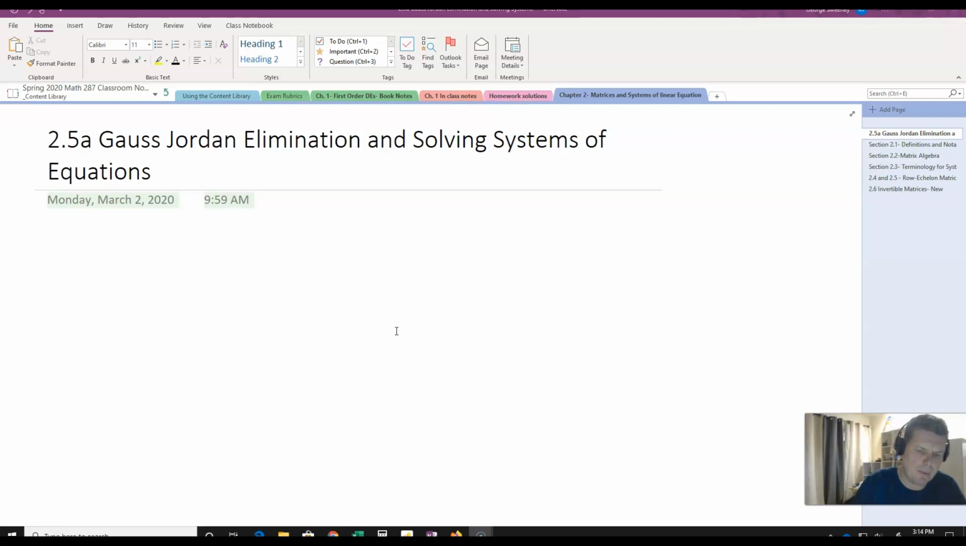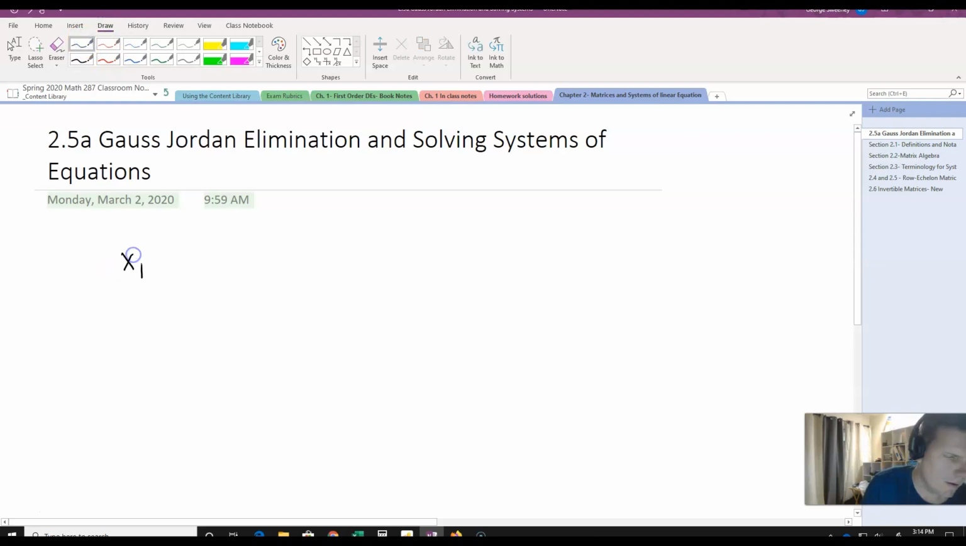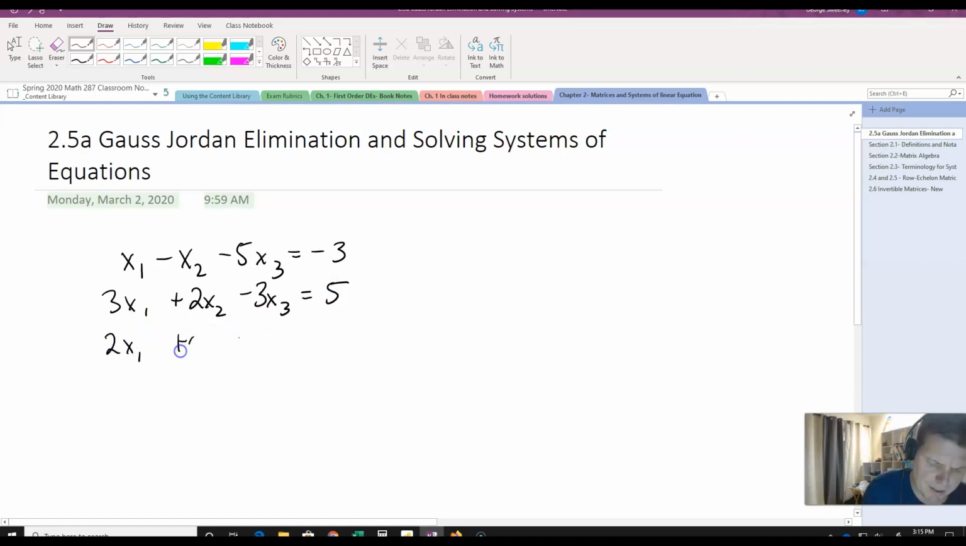So let's imagine that what we have is x1 minus x2 minus 5x3 equals negative 3. Then we have 3x1 plus 2x2 minus 3x3 equals 5. And we have 2x1 plus 0x2 minus 5x3 equals 1.